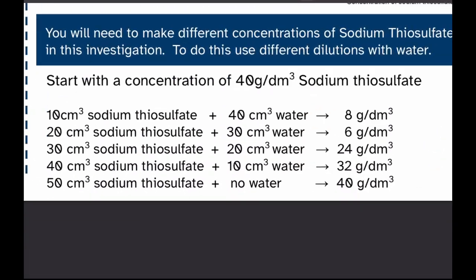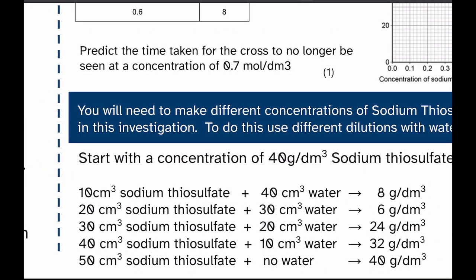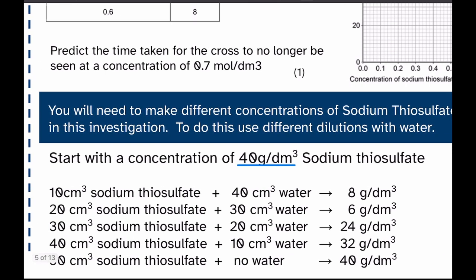Now, you don't need to know the exact dilutions, but the way you would get different concentrations is you would start with one bottle of sodium thiosulfate, and you might get told this sodium thiosulfate is 40 grams per decimetre cubed. And you might say you've got 1, 2, 3, 4, 5. You want 5 different concentrations. So what we do is we just dilute it differently. So you just use different dilutions. I've given ones that we could use in school that the spec gives us. You don't need to know these, but you do need to know how to get different dilutions.